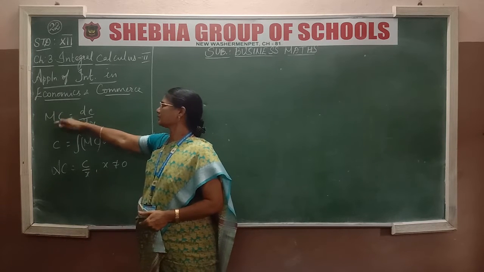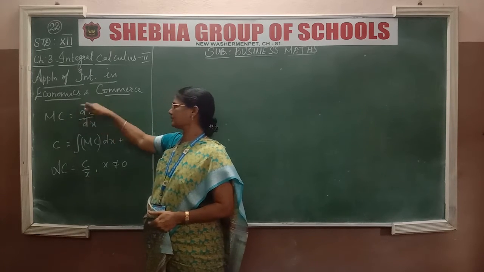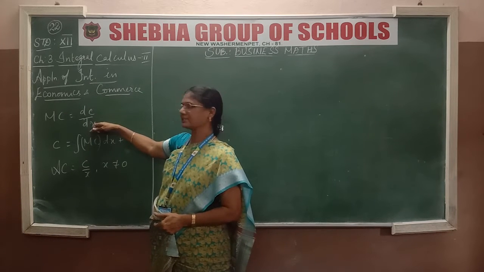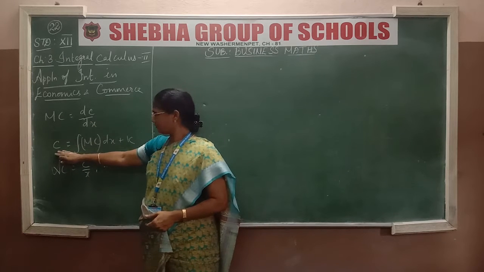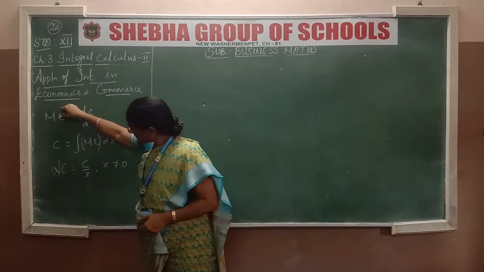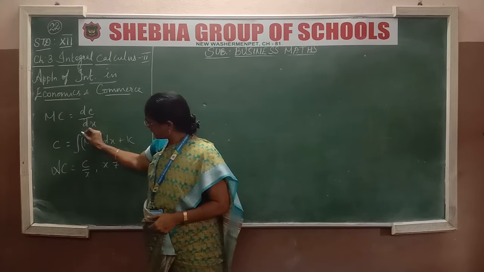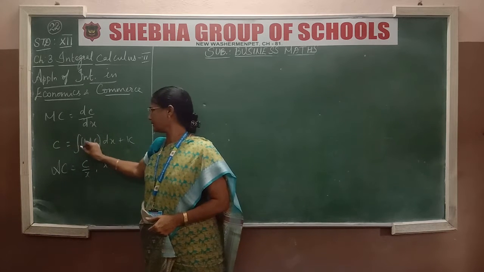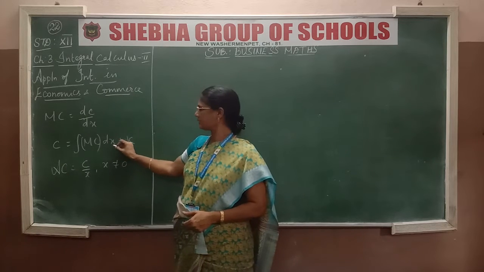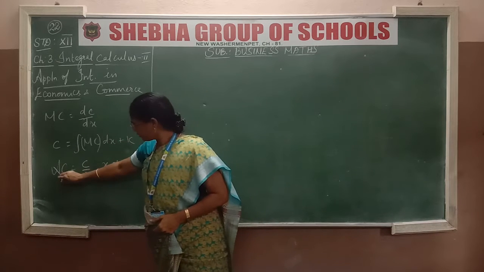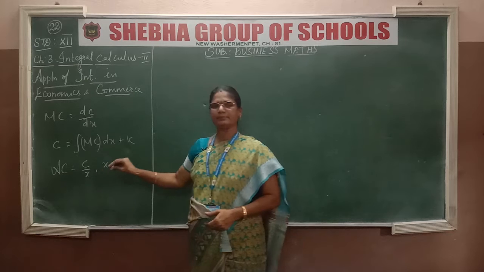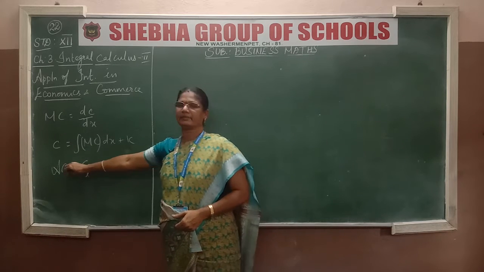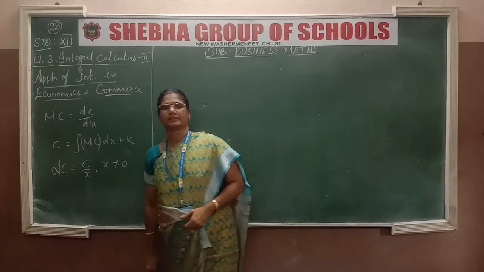Marginal cost, we know very well, is the differentiation of cost, that is dC by dx. We studied this last year. And from marginal cost, how to find cost? If you integrate the marginal cost, we get cost. So C is equal to the integral of MC dx. And one more thing we know very well, average cost is C by x, that is total cost divided by x. We get the average cost. Understood?